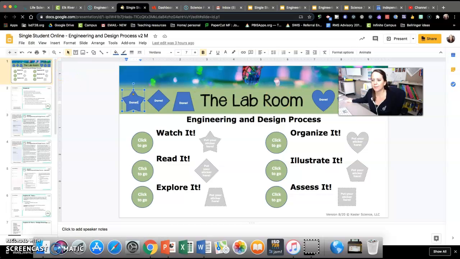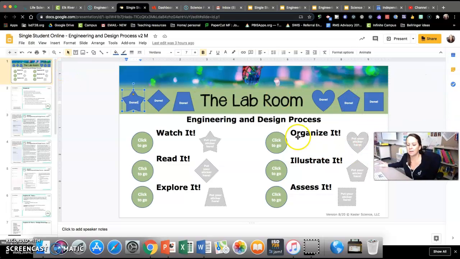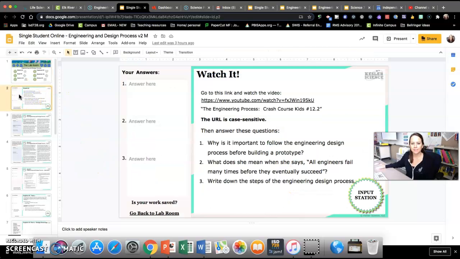Okay. So this is the digital version of the stations that we did in class. So with the watch it, read it, explore it, organize it, illustrate it, and assess it. So I'm just going to go through each station kind of quickly. So you do need to be in edit mode, and you can type right on these sheets.